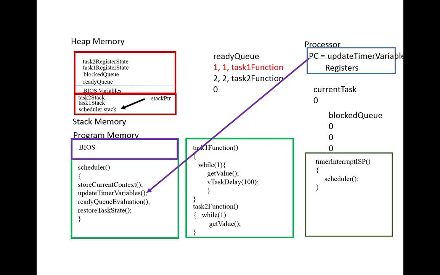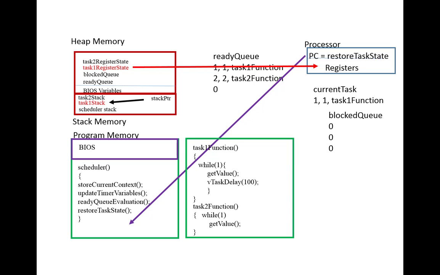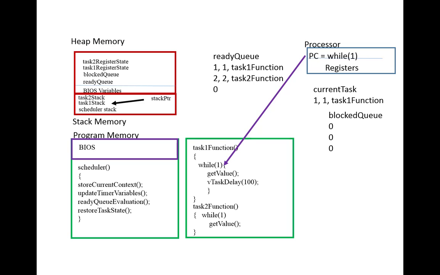So because it's waited long enough, it's sat in the block queue longer than our 100 milliseconds, it's now been placed back in the ready queue, and we go through a ready queue evaluation. Which of those functions is higher priority? Which one should be running? And in this case, because the lower number is the higher priority, we're going to say, oh, now it's time to run task 1 function. So we're going to restore the task 1 register states and the task 1 stack, because we want to run that function now.